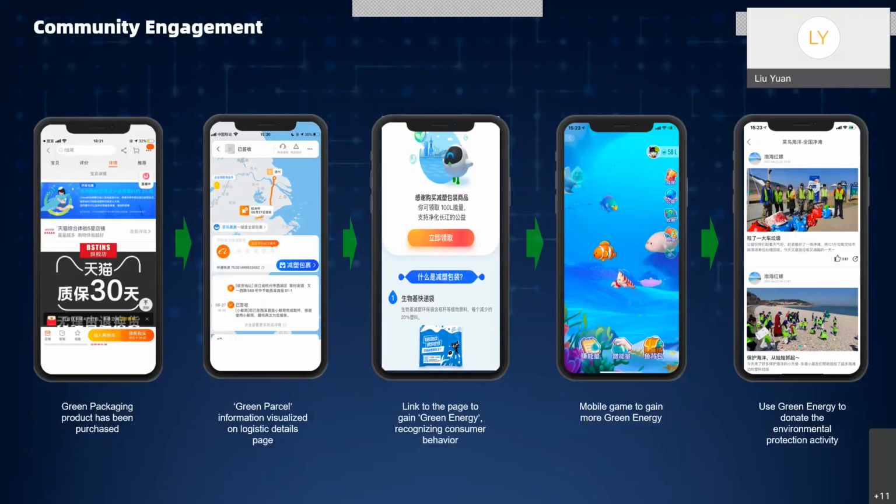And on the fourth screen, we can see we have also built a mobile game for the consumer to gain more green energy. And on another screen, the consumer can use the green energy to donate to environmental protection activities. So this is a loop to engage more consumers to join this activity and also to encourage our customers to design the packaging in a greener way.